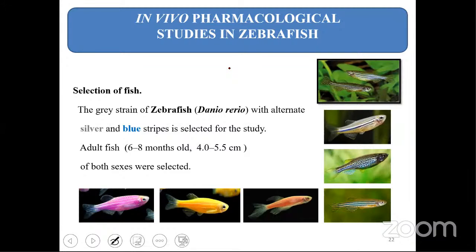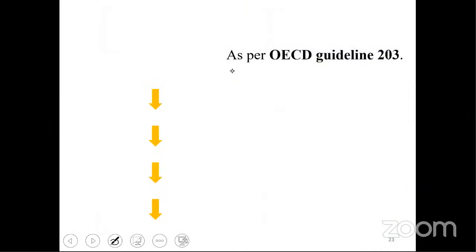In research, we use adult fish. If it has crossed 6 months and is before 8 months, this type of adult fish will be used for the study. The length of the fish should be nearly around 4 to 5.5 centimeters. Both genders, male or female, can be used.